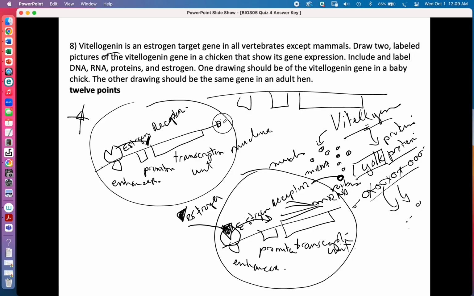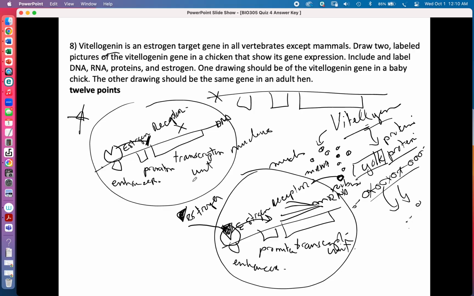So you can detect that in experiments. Yes, the DNA is detectable in the young chicken, but there's no detectable vitellogenin mRNA and no detectable vitellogenin protein. So those are experimental results to confirm and provide evidence for this model. Great. Okay, and so with that, we're all set.